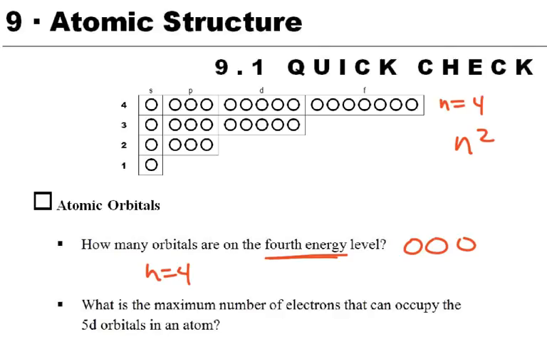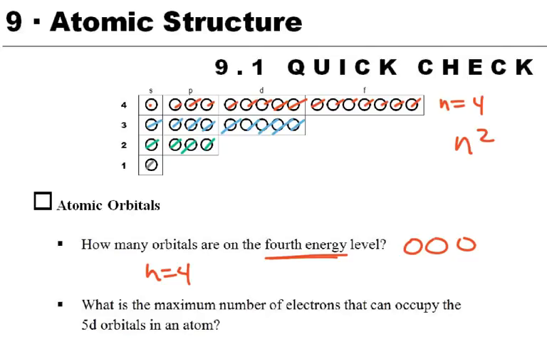We can look at them. There's 1, 2, 3, 4, 5, 6, 7, 8, 9, 10, 11, 12, 13, 14, 15, 16. So when n equals 4, there are 16 orbitals. When n equals 3, there are 9 orbitals. When n equals 2, there are 4 orbitals, n squared. And when n equals 1, there's 1 orbital. So the number of orbitals is always n squared.